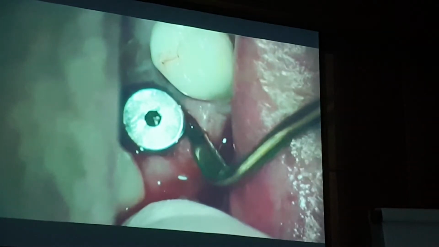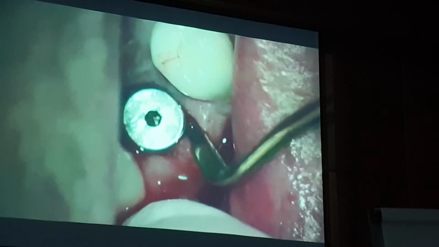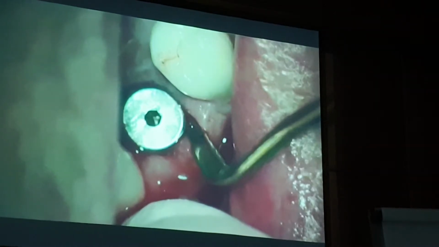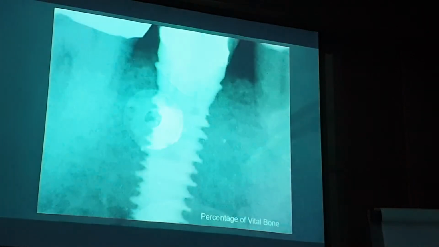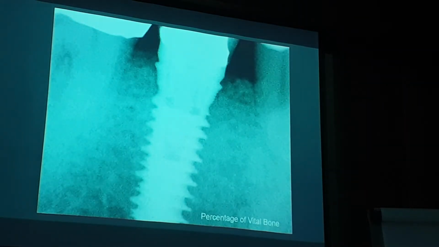And I presented a year ago at the American Academy of Implant Dentistry meeting, I don't remember what city it was, San Diego, I think, where we showed the quality of the bone that we get when we do this. In fact, here's the actual x-ray of this. This was extraction immediate implant placement.